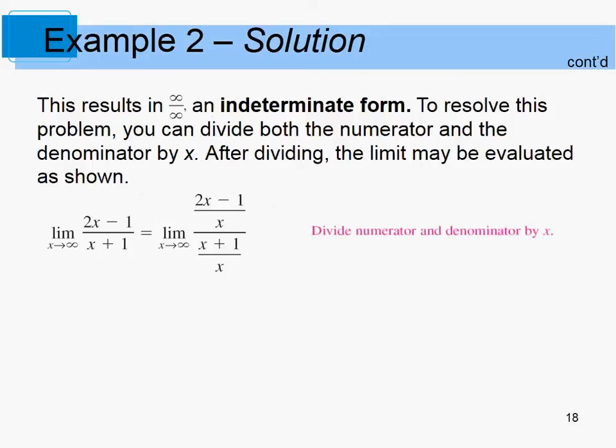X to the first, x to the first. So those are the highest power, x to the first. So we're going to divide top and bottom by x. So what does this give us? Well, 2x divided by x is just 2. 1 divided by x is 1 over x. Here, x divided by x is 1, 1 over x. So what happens here if I put in infinity? What's 1 over infinity? 0. What do I get? 2 over 1. I get 2.